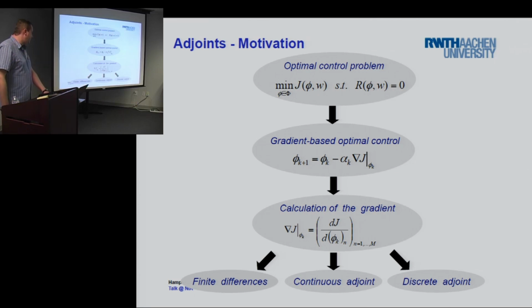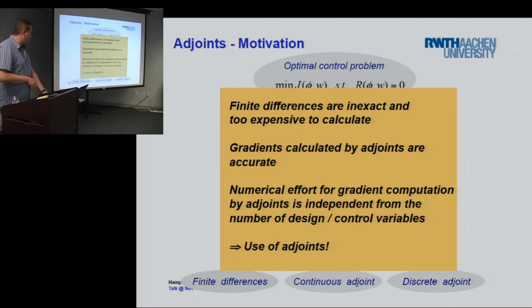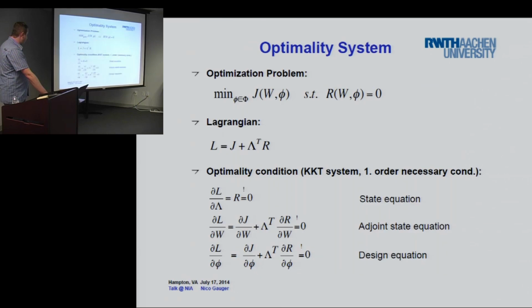And yeah, the question now is just continuous or discrete, and what is that? I will comment that in a minute. First message is use adjoints because of independence of numerical effort with respect to number of design variables. So this is what you quite often see. I don't like it. I will comment on it why I don't like it.